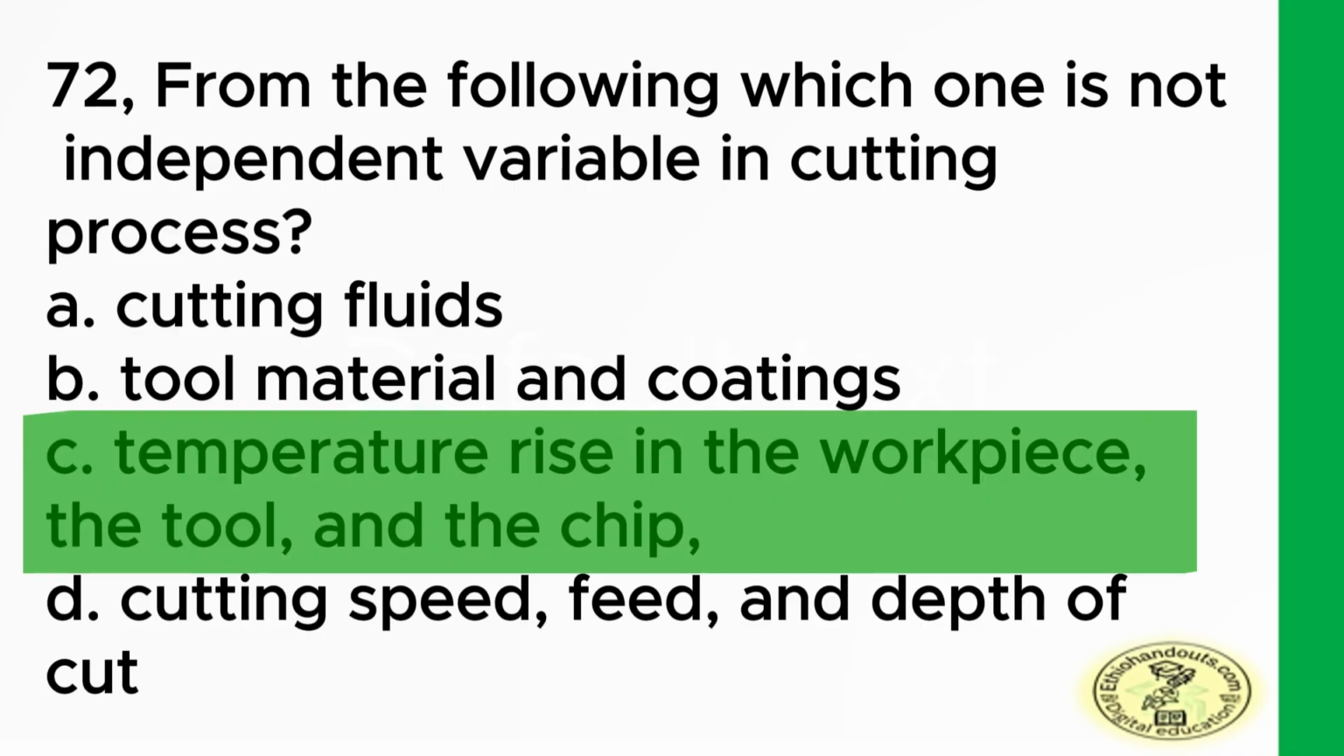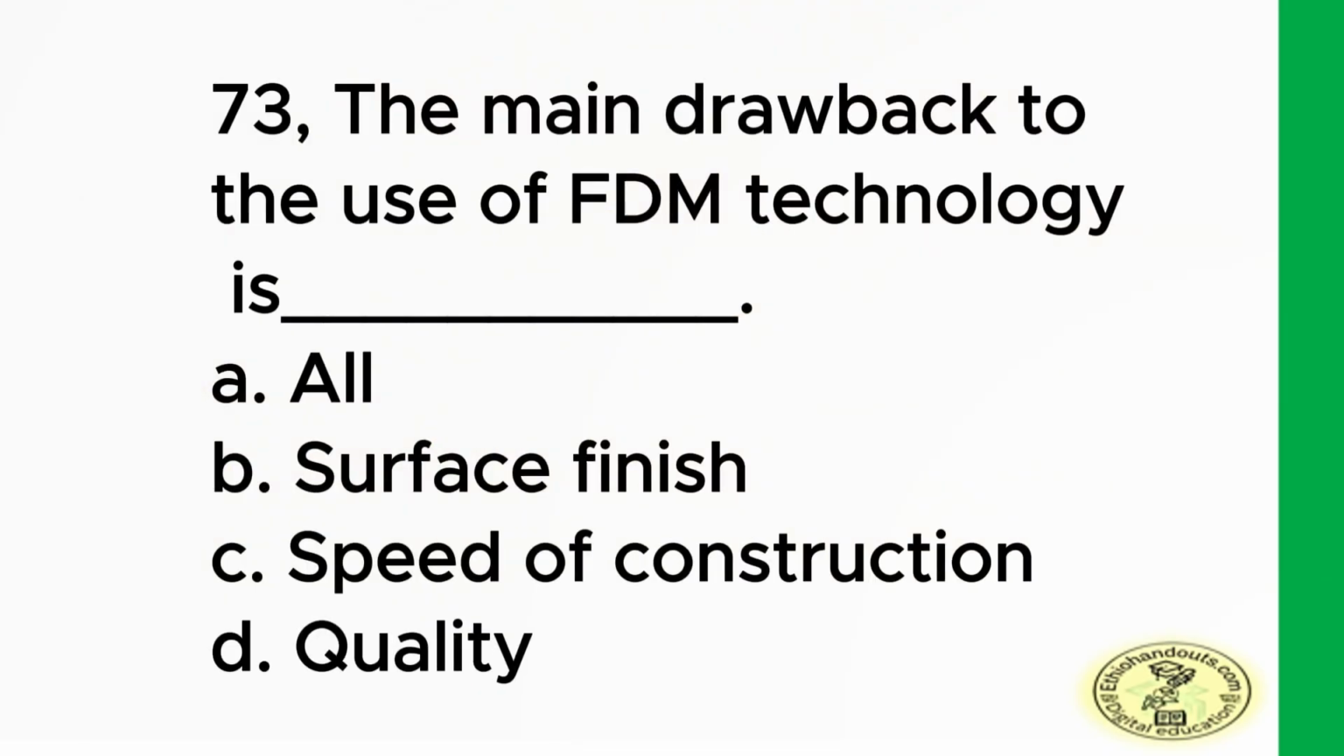The correct answer is C. Temperature rise in the workpiece, the tool, and the chip. 73. The main drawback to the use of FDM technology is dash, A. All, B. Surface finish, C. Speed of construction, D. Quality.